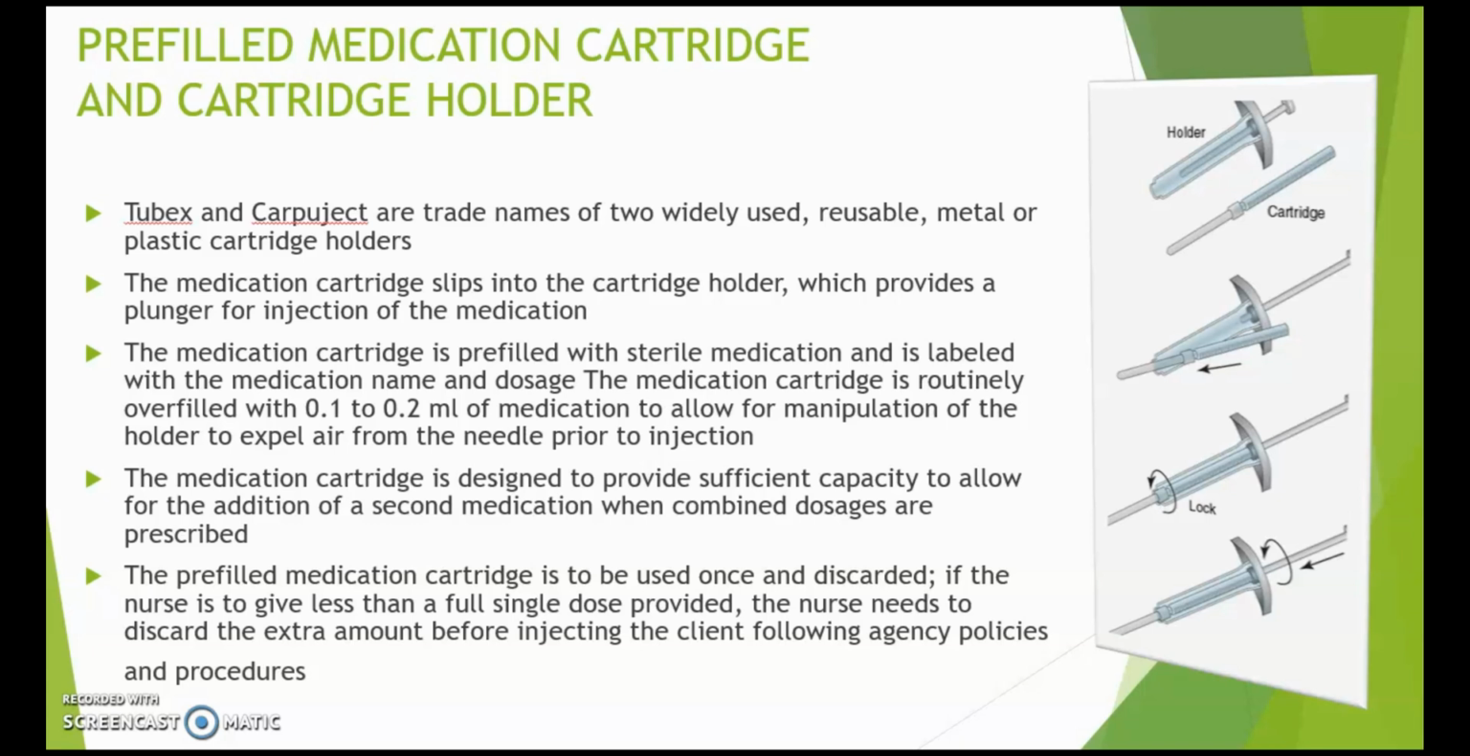The medication cartridge is designed to provide sufficient capacity to allow for the addition of a second medication when combined dosages are prescribed. The pre-filled medication cartridge is to be used once and discarded. Again, once and discarded. If the nurse is to give less than the full single dose provided, the nurse needs to discard the extra amount before injecting the client, following agency policy and procedure.